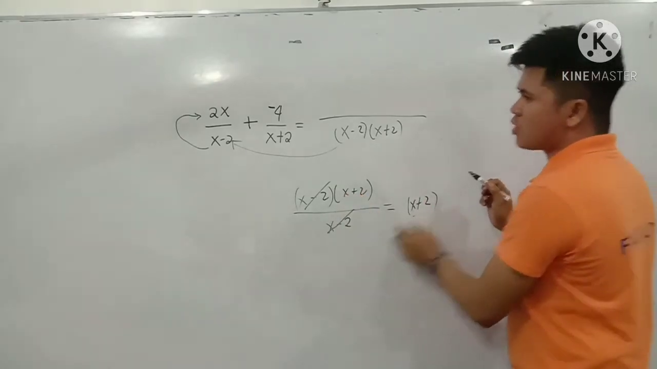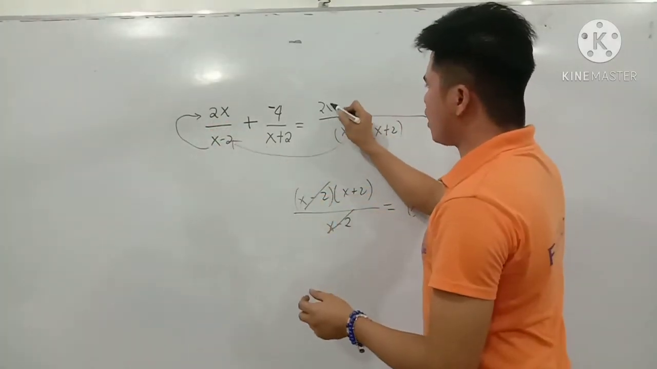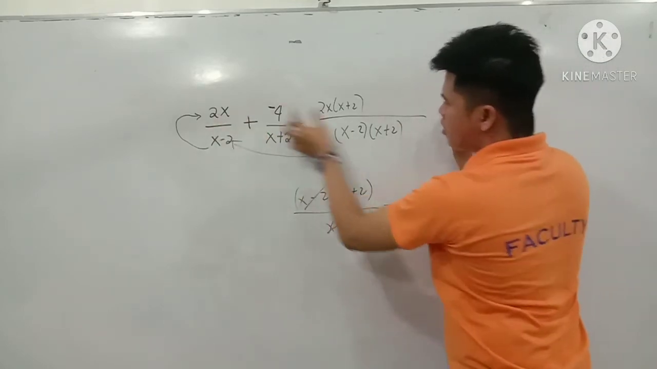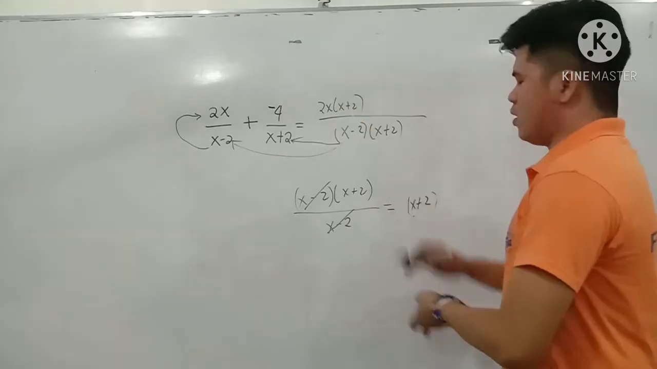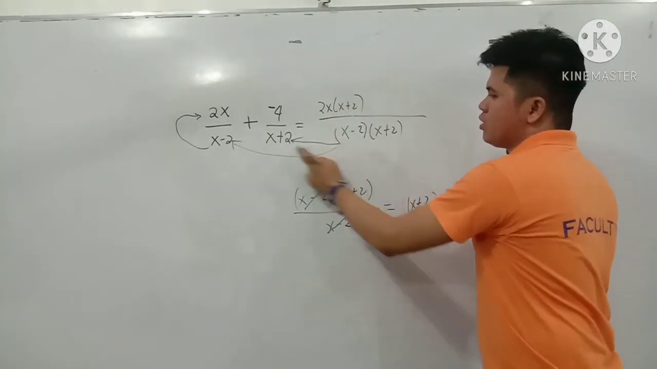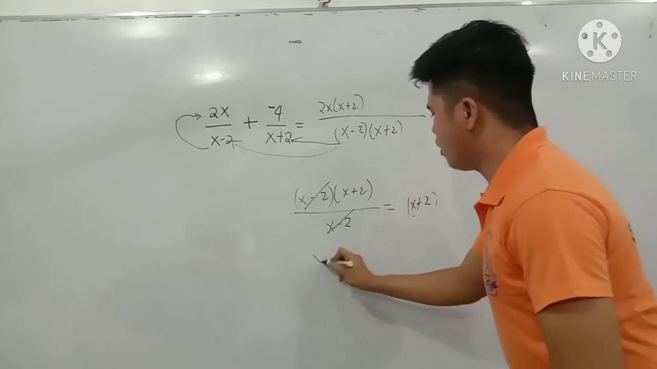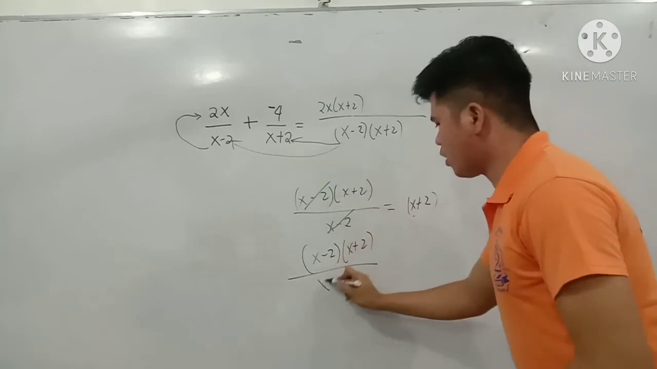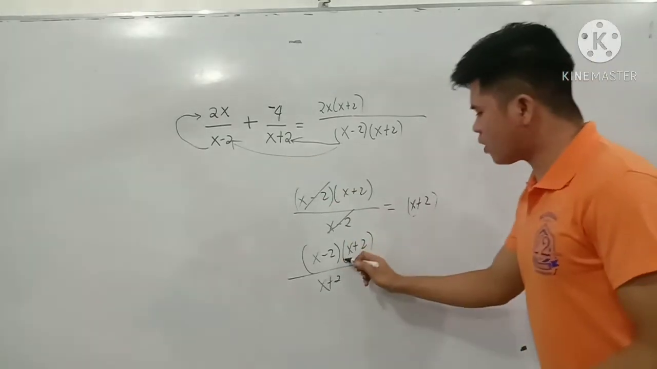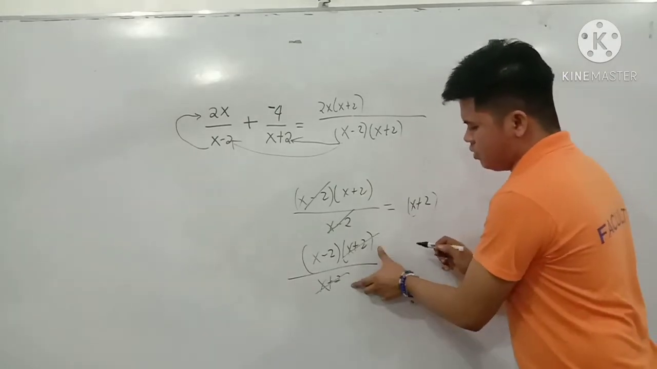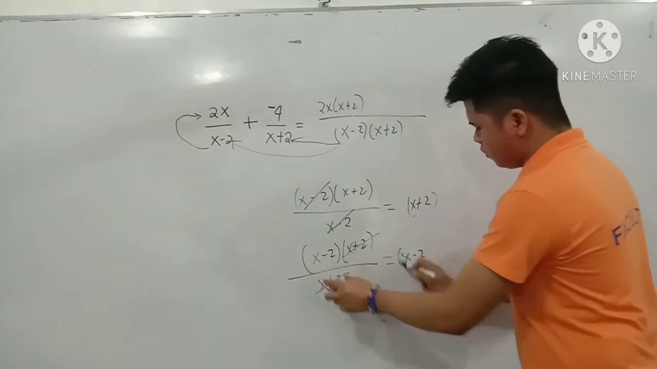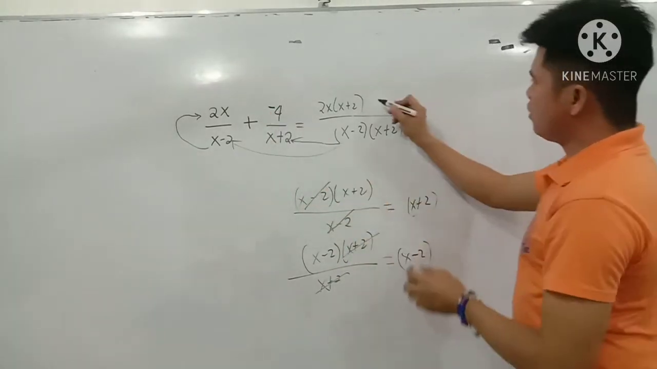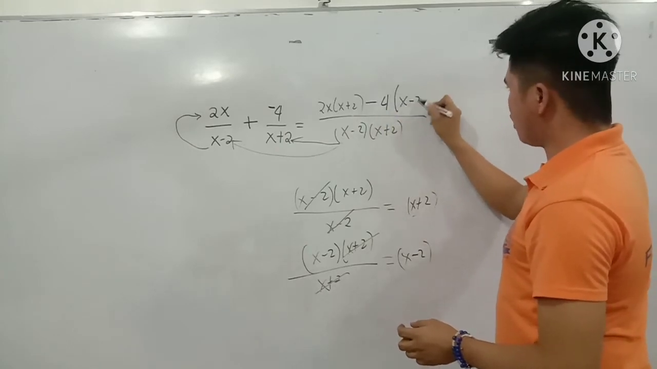So, x plus 2 times 2x is simply 2x times x plus 2. We simply multiply this term by 2x. That's why we have 2x times x plus 2. And now we have to divide our LCD by this denominator. So, we have x minus 2 times x plus 2 over x plus 2. Then, we have to cancel this one since they are the same. Then, the remaining is simply x minus 2. Then, x minus 2 times negative 4 is simply negative 4 times x minus 2.